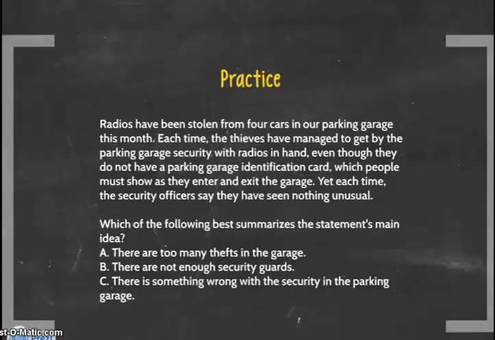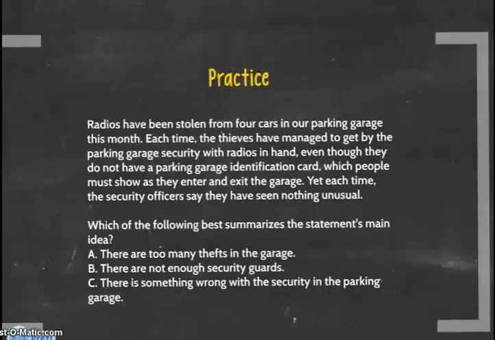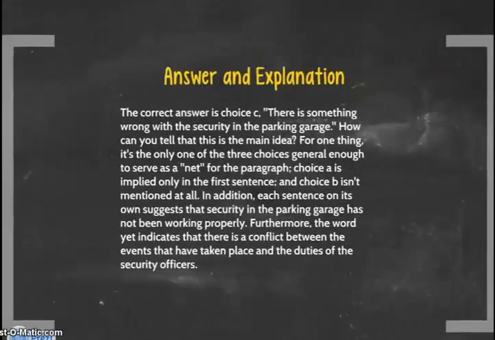Which one summarizes the implied main idea? A, there are too many thefts in the garage, which is true, but is that what the whole paragraph's about? B, there are not enough security guards, which they don't really mention anything about, but they do mention security guards. Or is it C, there's something wrong with the security in the parking lot? If you answered C, that is correct. There is something wrong with security in the parking garage.